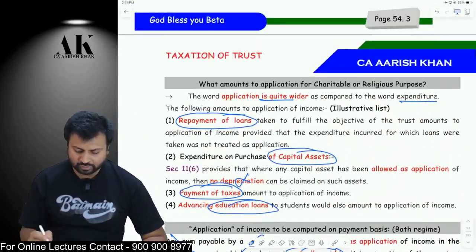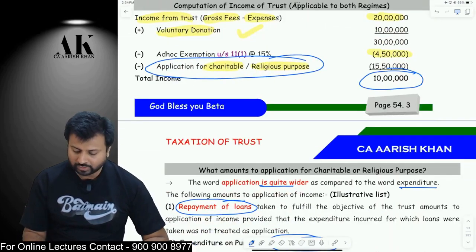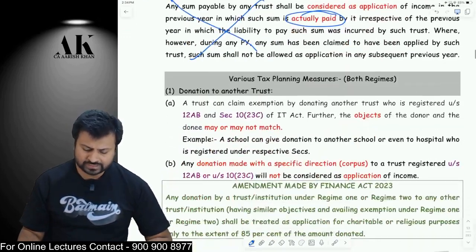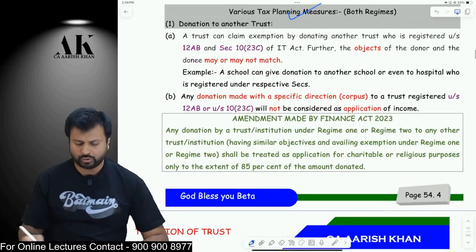Now, sir, I want to save tax. My total income is 10 lakh rupees. Sir, show some ways in which I can save the tax. There are 4 ways which I can tell you. There are various tax planning measures that I am going to tell you one by one.